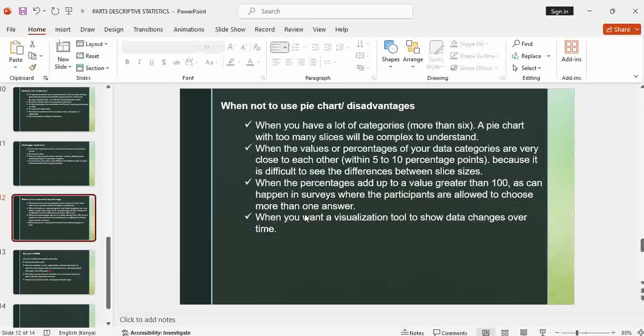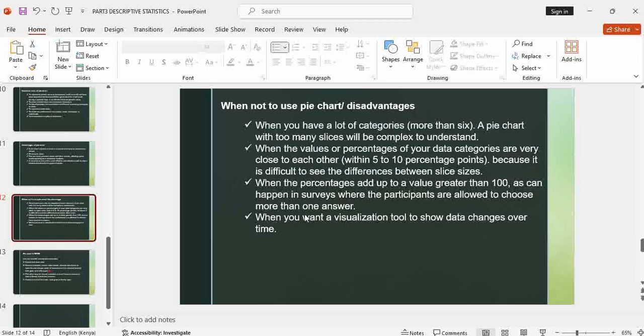What are the disadvantages, or when are we not able to use a pie chart? We cannot use a pie chart when we have a lot of categories. There is no convention, but when your categories are past 6, then it is a bad idea to create a pie chart, because you are going to have a lot of slices and it can become very confusing.